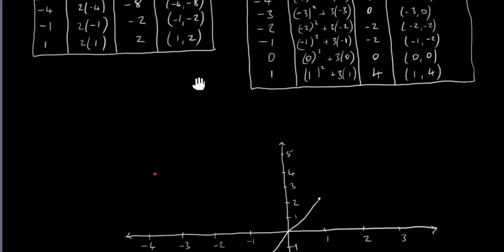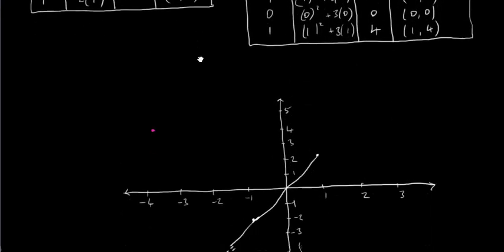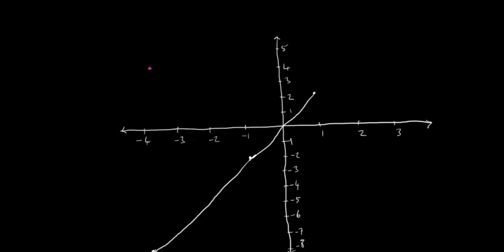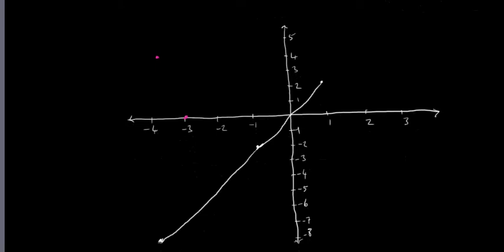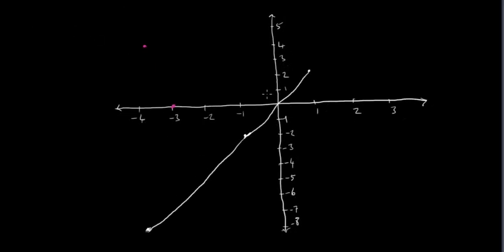Next point is going to be (-3, 0). Minus 3 and then 0 on the y-axis, so it's just going to be here. Next one then is (-2, -2). Let's see, (-2, -2). There it is there.